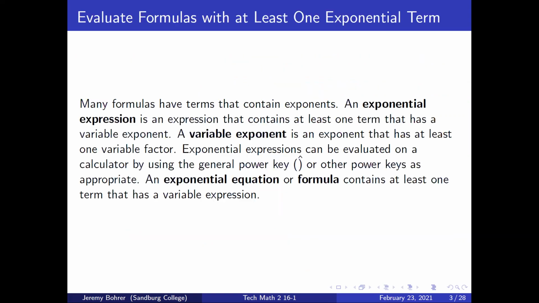Many formulas have terms that contain exponents. An exponential expression is an expression that contains at least one term that has a variable exponent. A variable exponent is an exponent that has at least one variable factor. Exponential expressions can be evaluated on a calculator by using the general power key, which is just supposed to be that little caret there, not the parentheses before it, or other power keys as appropriate. An exponential equation or formula contains at least one term that has a variable expression.